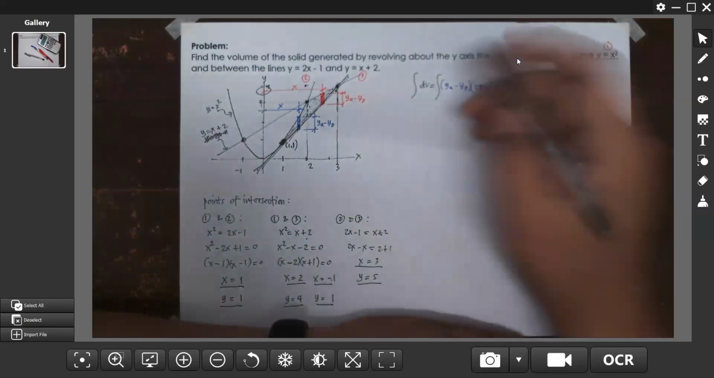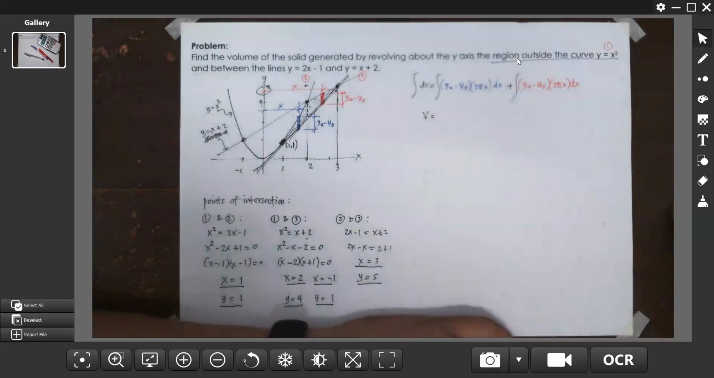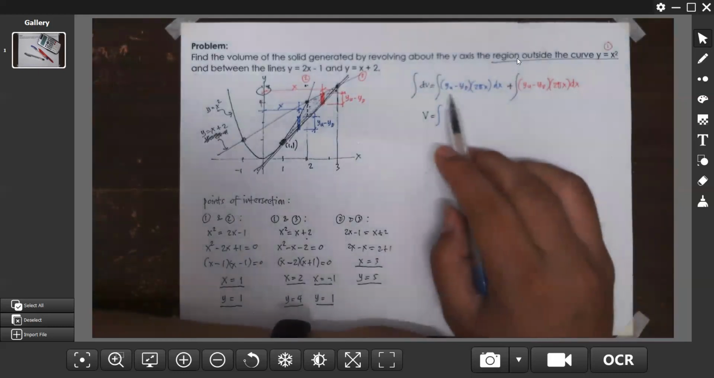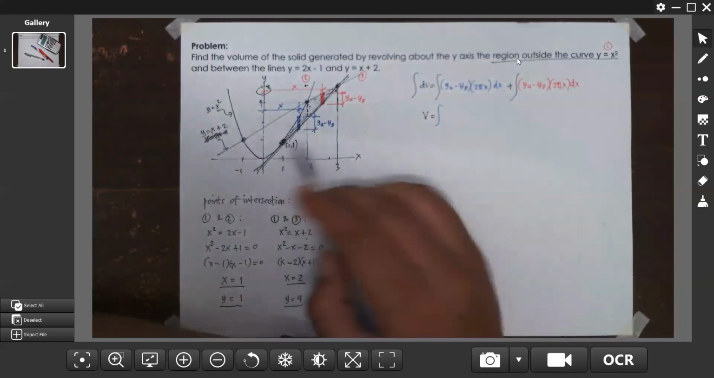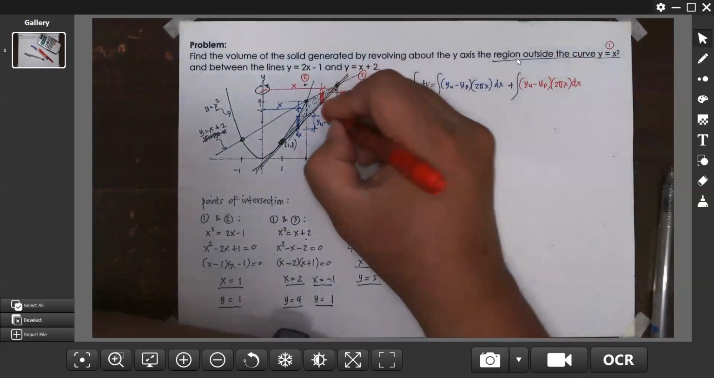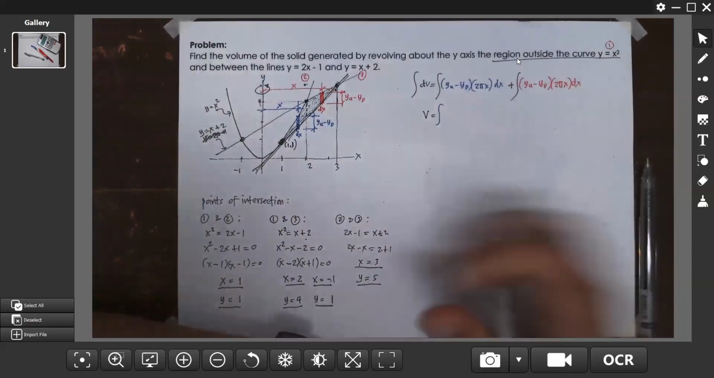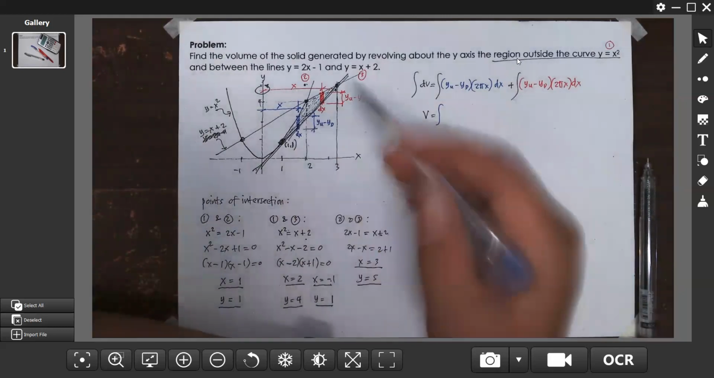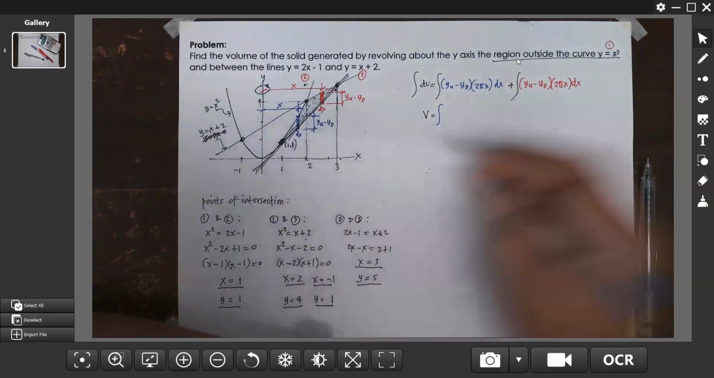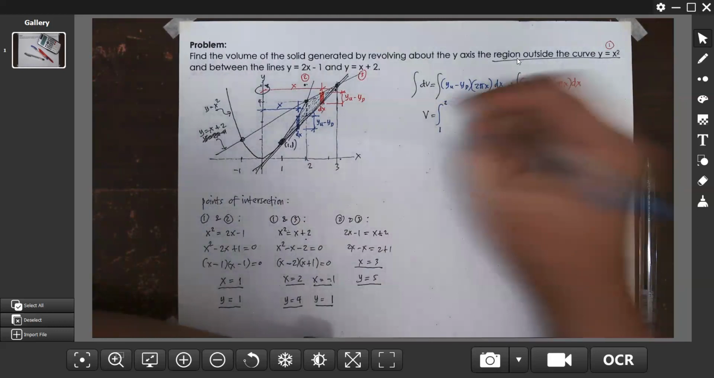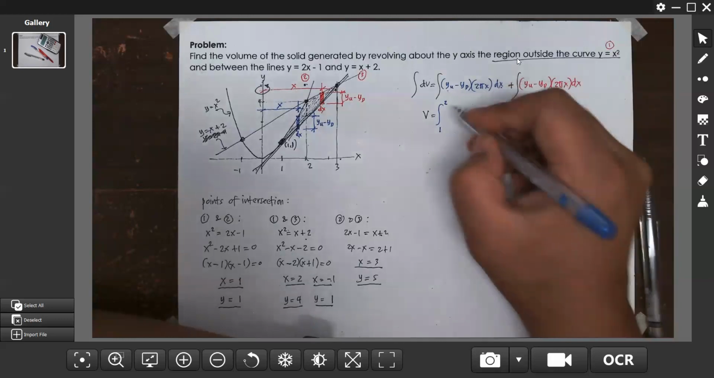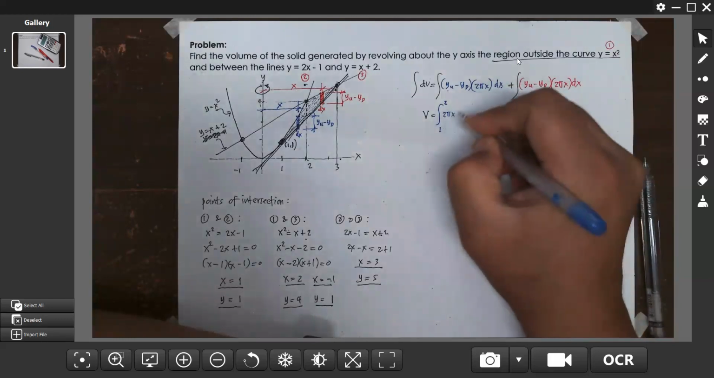We have this one, V equals, integral of the blue one has limits from 1 to 2. This is dx, and the other one is dx also. For the blue rectangular strip, the limit is from 1 to 2, and for the red, it's 2 to 3. So this is from 1 to 2. And x, then we will replace y by x. So we have 2 pi x.